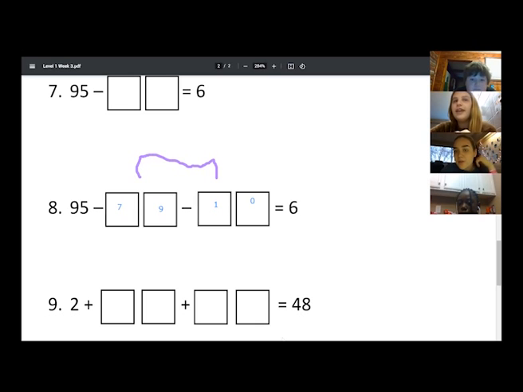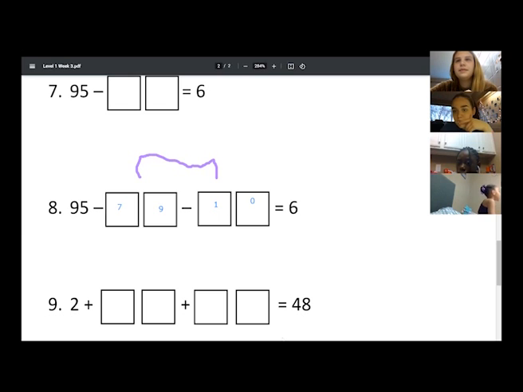Okay, that was a good try, though. Christian, would you like to try now? Number 9, I got 86 and 80. 86 and 80? Yes. Okay, let's look at this.